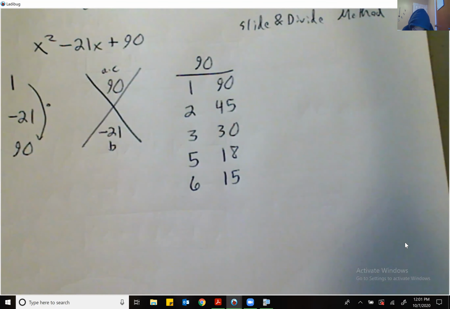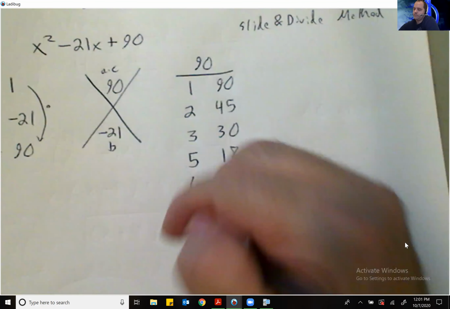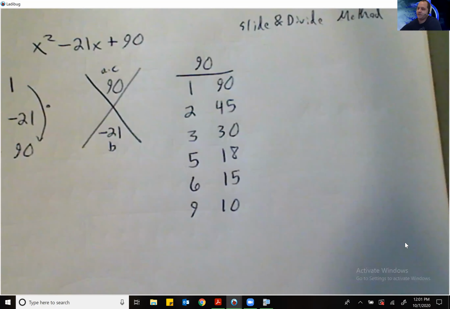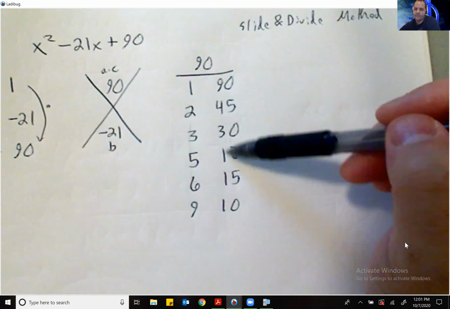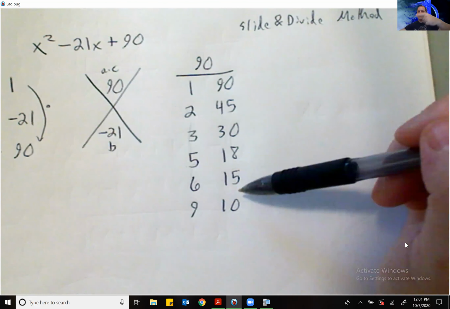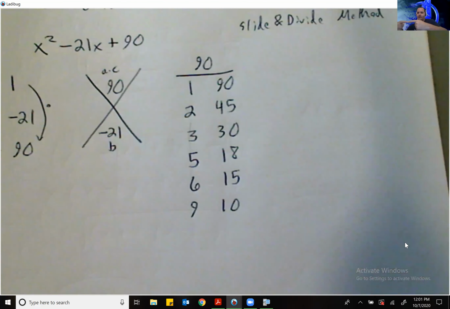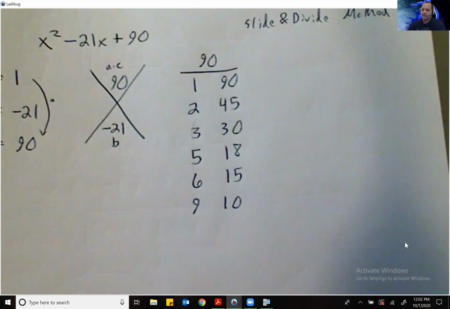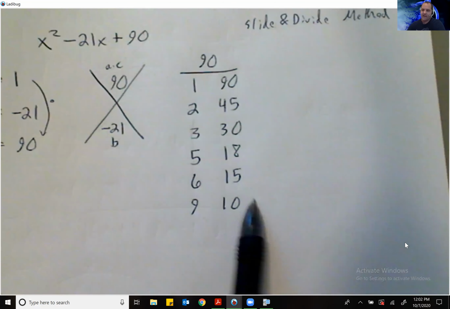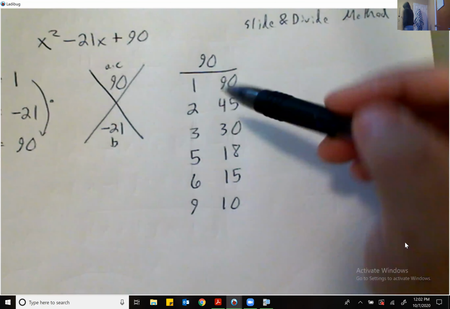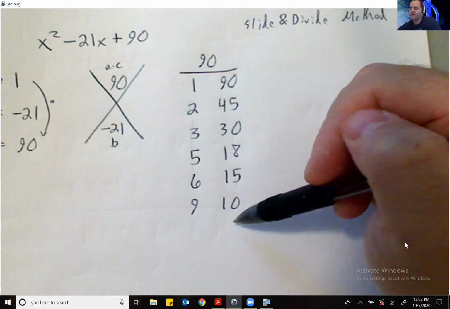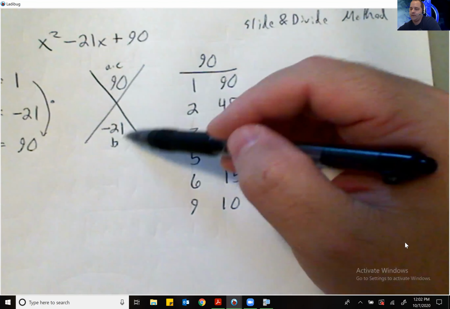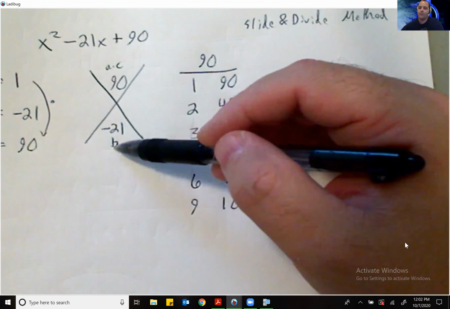No. 9. 10. And that's where you're going to stop, because notice as these numbers increase, these numbers decrease. And it's like they're kind of coming in on each other. And the moment they get right next to each other, you stop. Because if you go to 10, you're just going to get right back to the same one that you just had. So somewhere in here, there are two numbers that can add to a negative 21 and multiply to a positive 90.